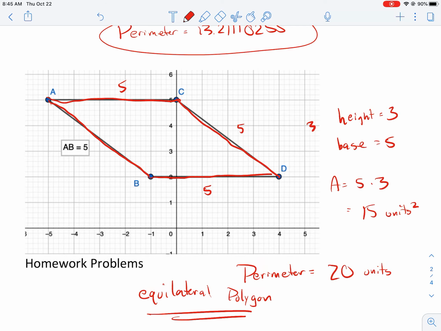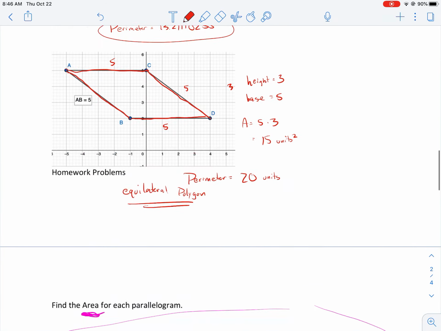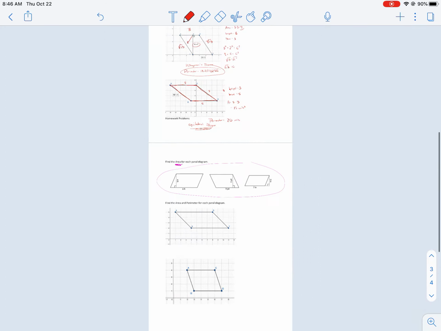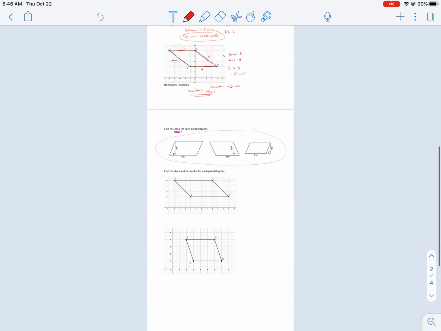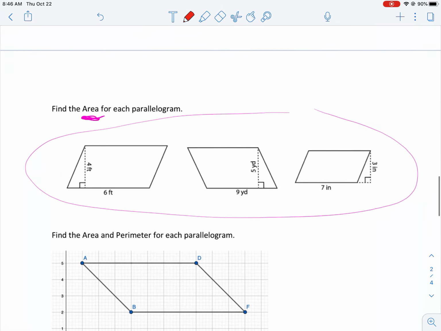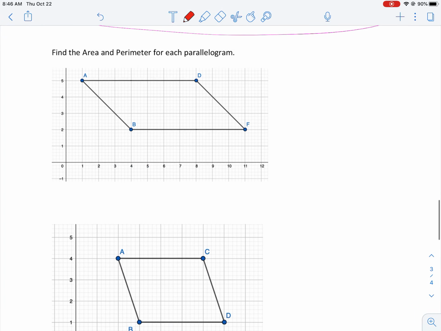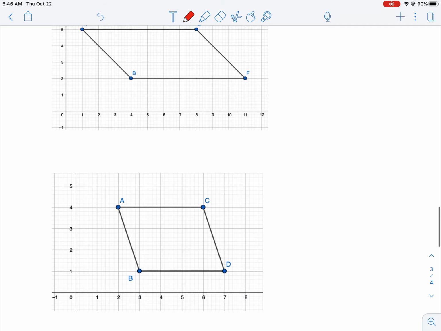All sides are congruent. Okay, for homework, you've got these 4 problems. So I want you to find the area for these 3 parallelograms, and I want you to find the area and perimeter for each of these parallelograms down below.